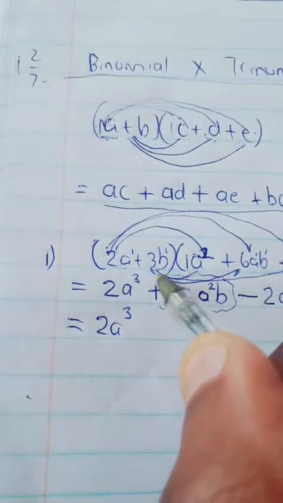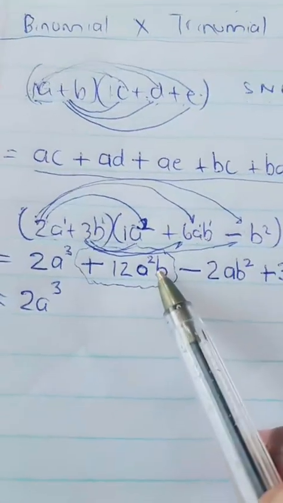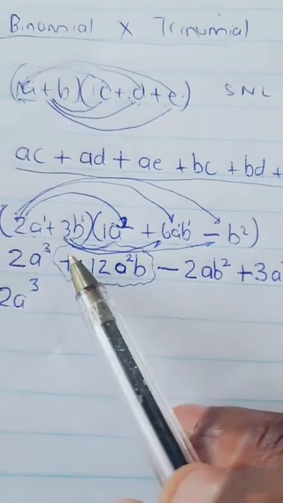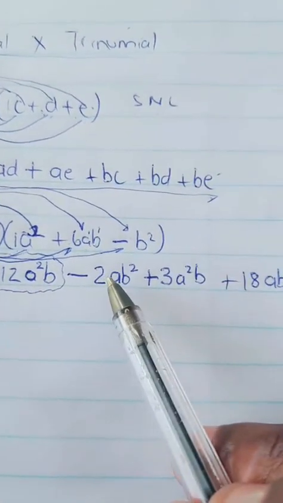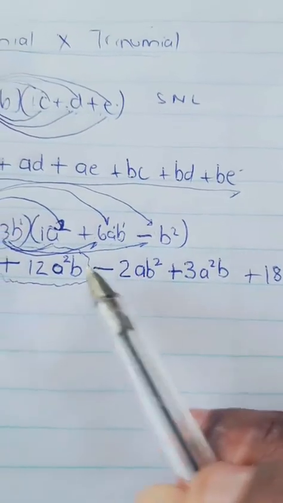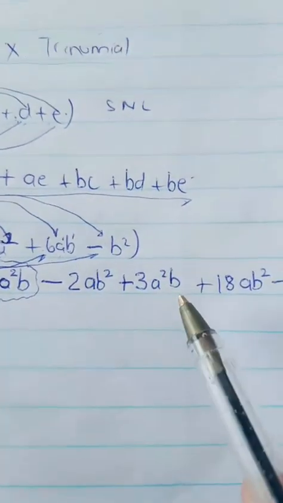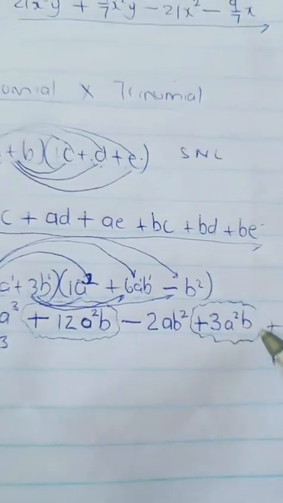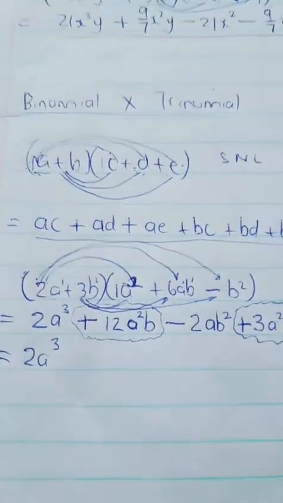12a squared b, on the other hand. I just do this for the purpose of this, you don't have to do this. Who is 12a squared b's friend? Positive 12a squared b's friend. It's not 2ab squared. It looks like it could be, but it's not. 3a squared b. Oh, they are friends. Hello, friend. A squared b, we are friends.